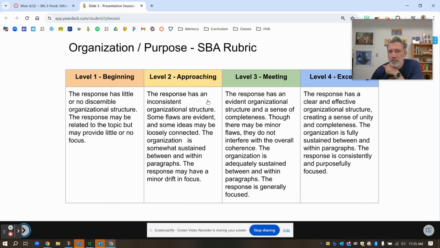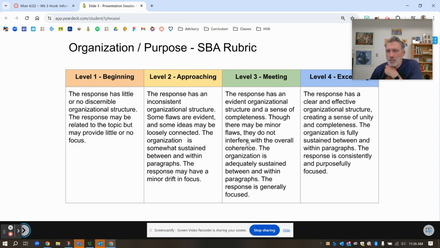Here's the rubric that the SBA uses for organization and purpose. It's helpful to review this. Essentially, I'm going to start by looking at the level 3, or meeting. The response has an evident organizational structure and a sense of completeness, though there may be minor flaws that do not interfere with the overall coherence. The organization is adequately sustained between and within paragraphs. The response is generally focused.